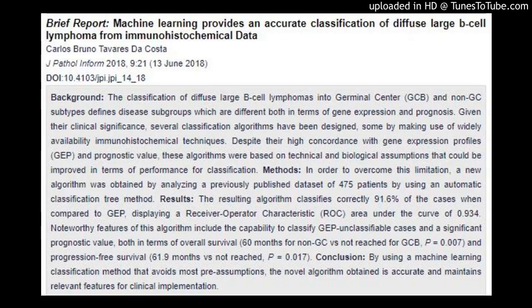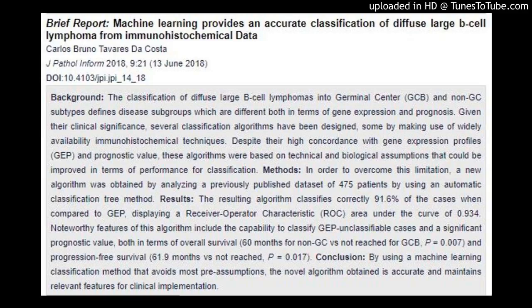10.4103/jpi.jpi_14_18. Background: the classification of diffuse large B-cell lymphomas into germinal center, GCB, and non-GC subtypes defines disease subgroups which are different both in terms of gene expression and prognosis. Given their clinical significance, several classification algorithms have been designed, some by making use of widely available immunohistochemical techniques. Despite their high concordance with gene expression profiles, GEP, and prognostic value, these algorithms were based on technical and biological assumptions that could be improved in terms of performance for classification.